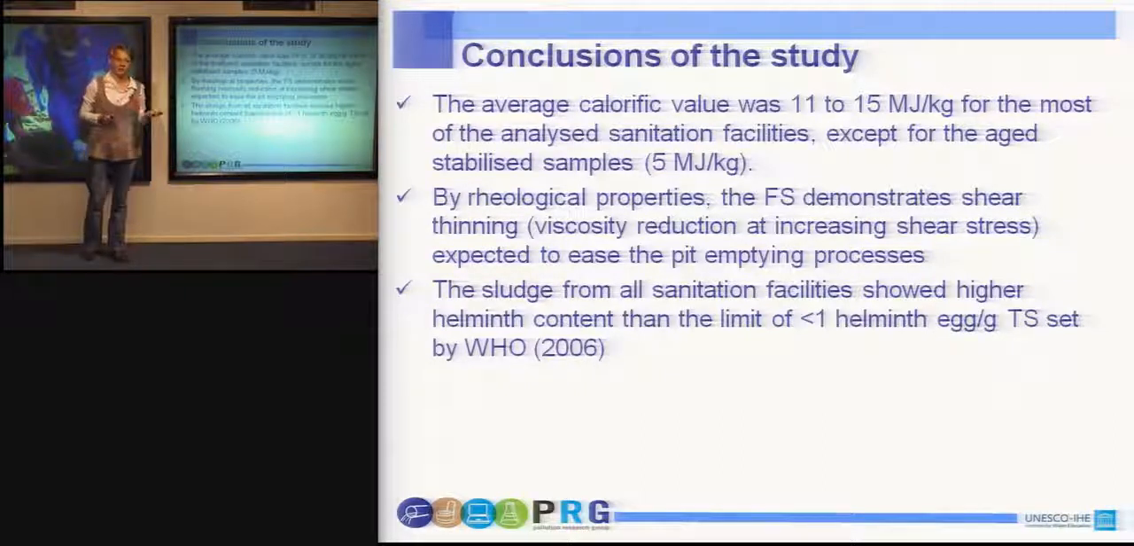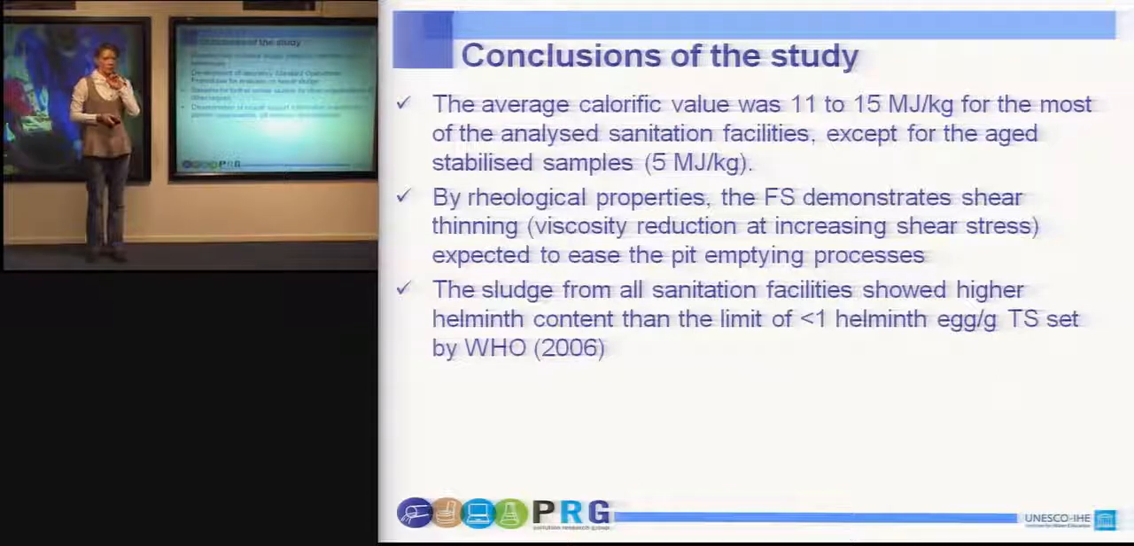It's important also to mention, it didn't come on the slide, but we did quite a lot of analysis on helminth eggs or Ascaris content, and most of the helminth eggs demonstrated values higher than the limit set by the World Health Organization, which is 1 helminth egg per gram of total solids, which shows that this sludge needs to be treated further for pathogen inactivation.